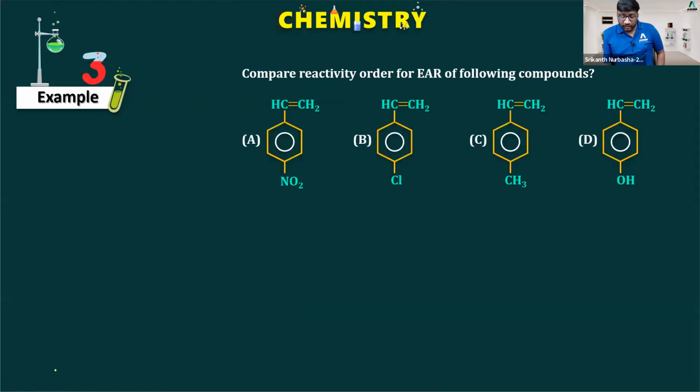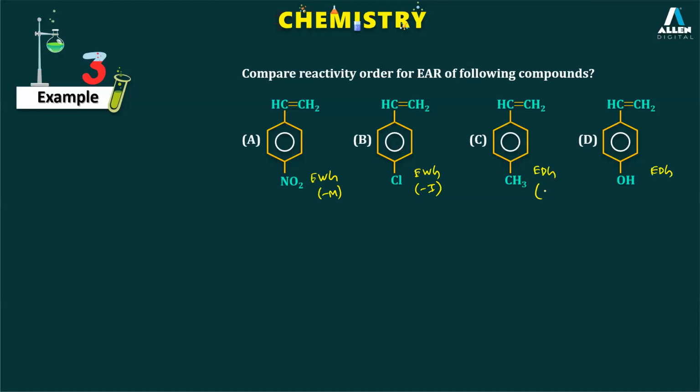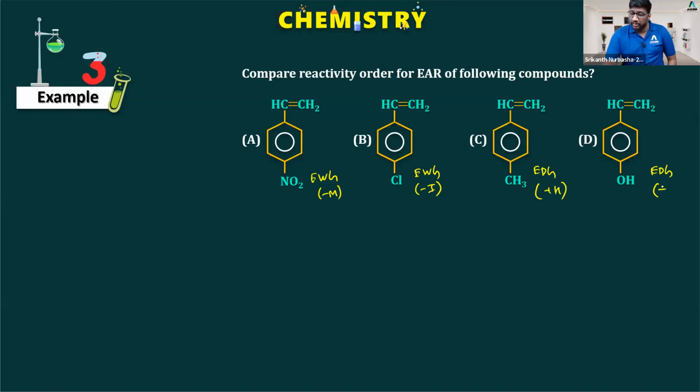Compare here: NO2 is an electron withdrawing group by mesomeric effect. Cl is an electron withdrawing group by inductive effect. CH3 is an electron donating group by what effect? Hyperconjugation. OH is an electron donating group by mesomeric effect. Which should be greatest? D will be greatest because it is the electron donating group, which stabilizes the carbocation form and increases the electron density. So D, C, B, A, that will be the right order.